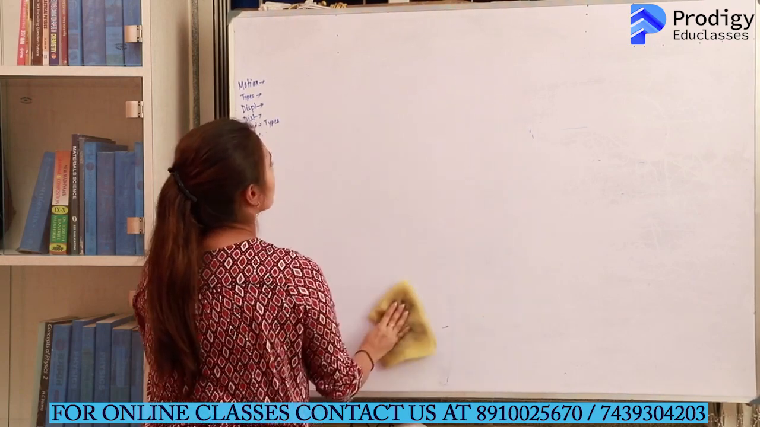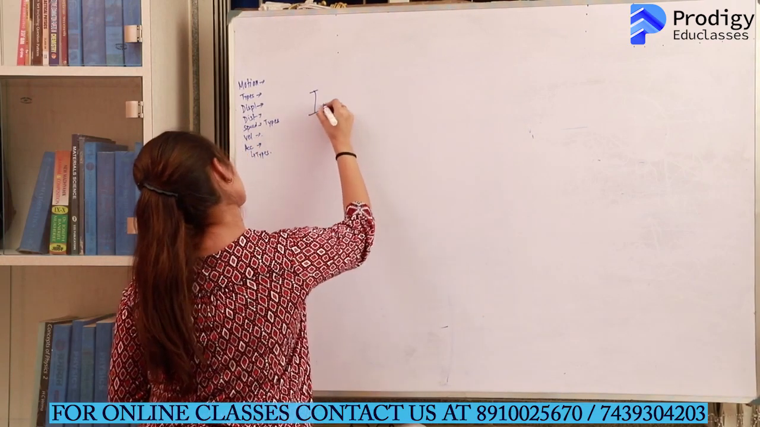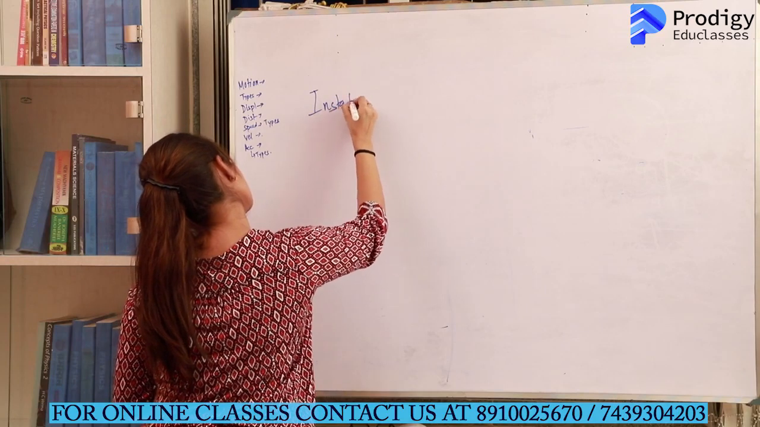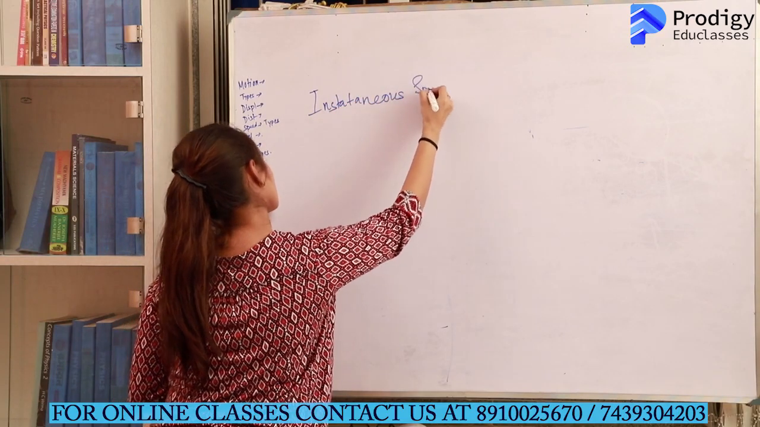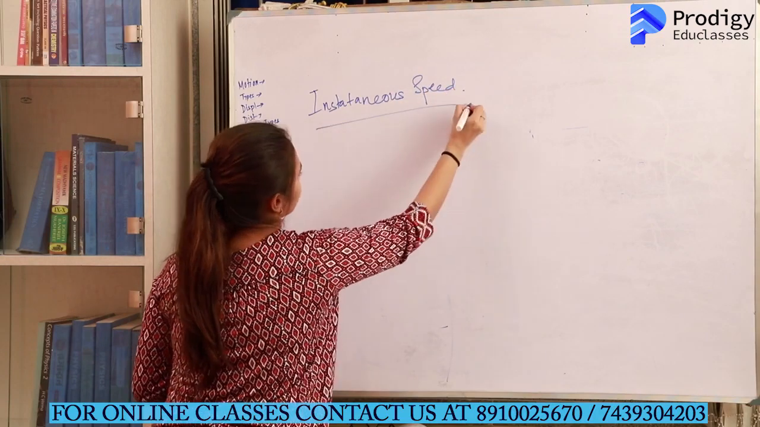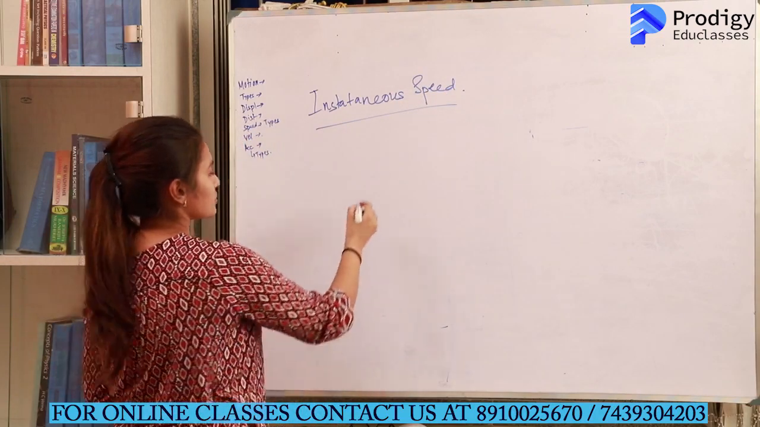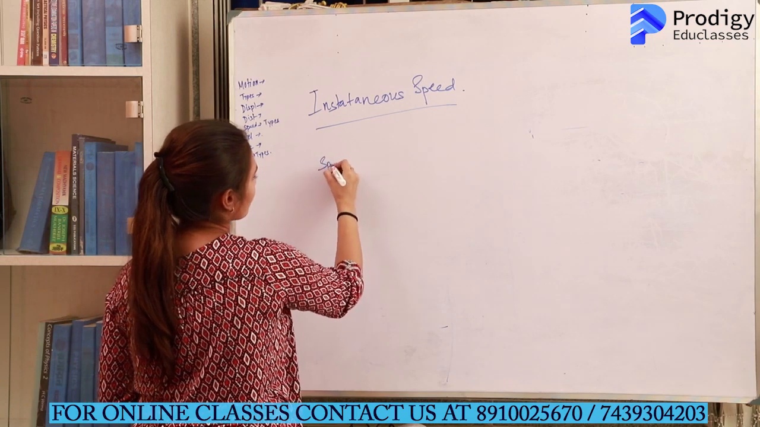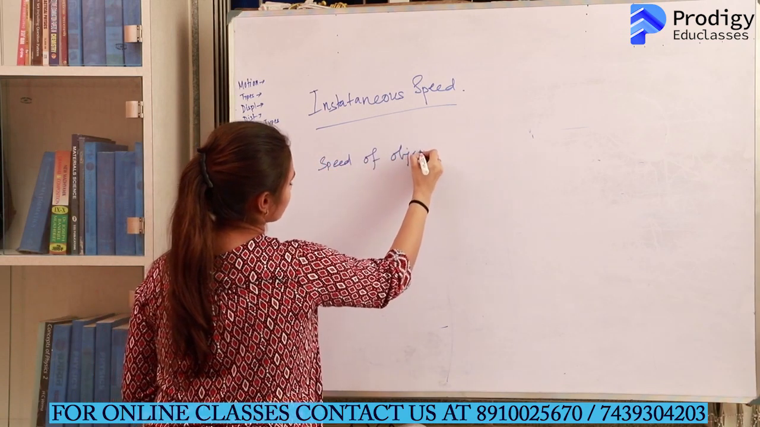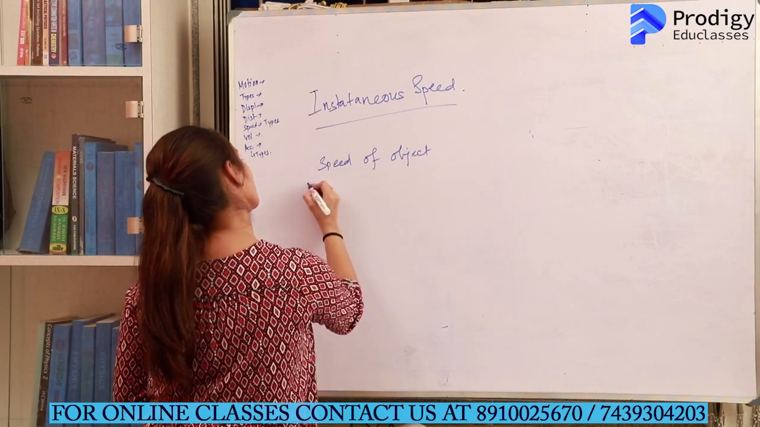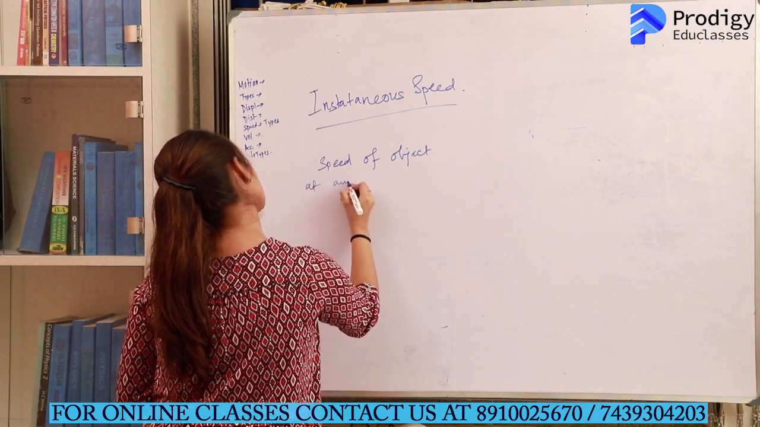Okay, there's another thing about speed, that is instantaneous speed. What is instantaneous speed now? Instantaneous speed is the speed of any particle or any object at any moment of its journey. Speed of an object at any moment of its journey.